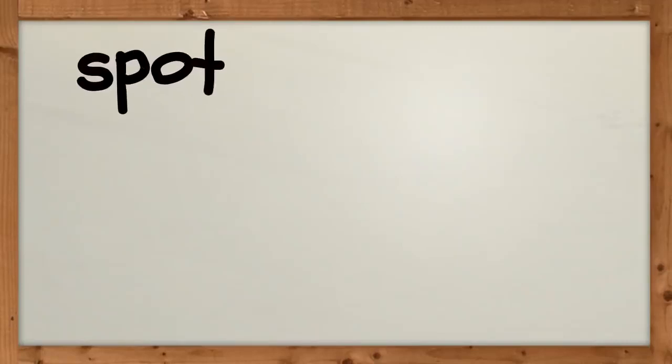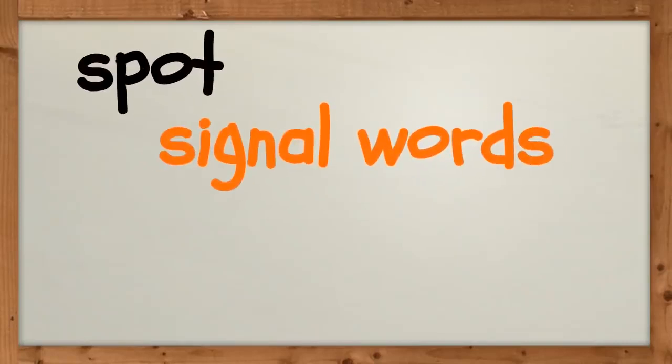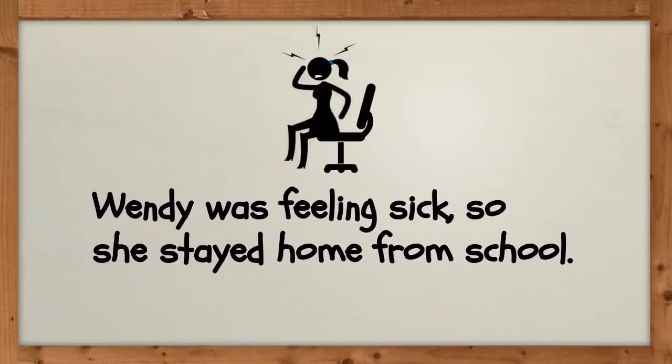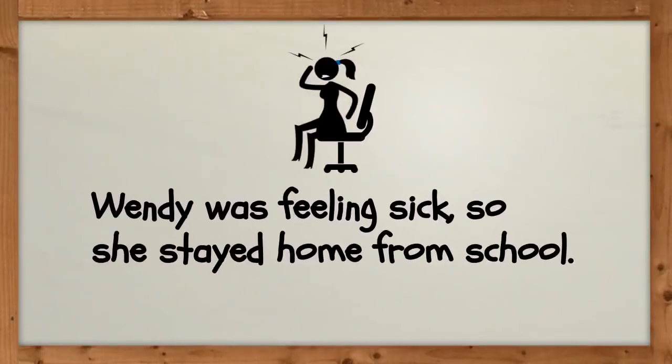Now, see if you can spot signal words in a text, and then work out which is the cause and which is the effect. Wendy was feeling sick, so she stayed home from school. Can you see the signal word? That's right, so.